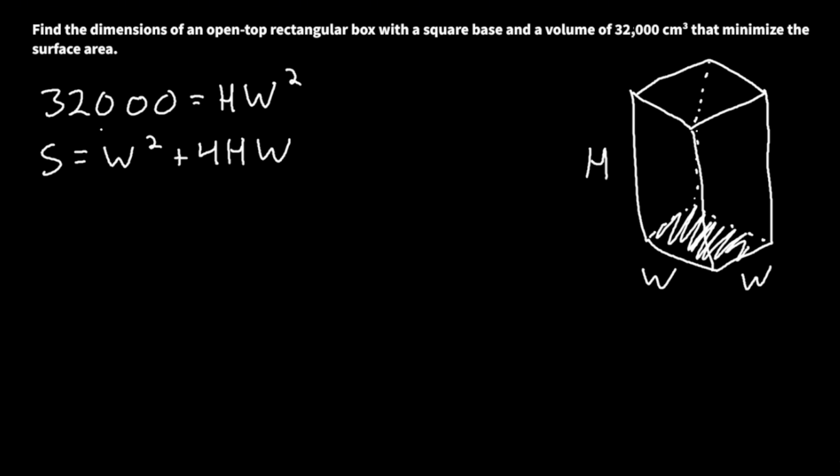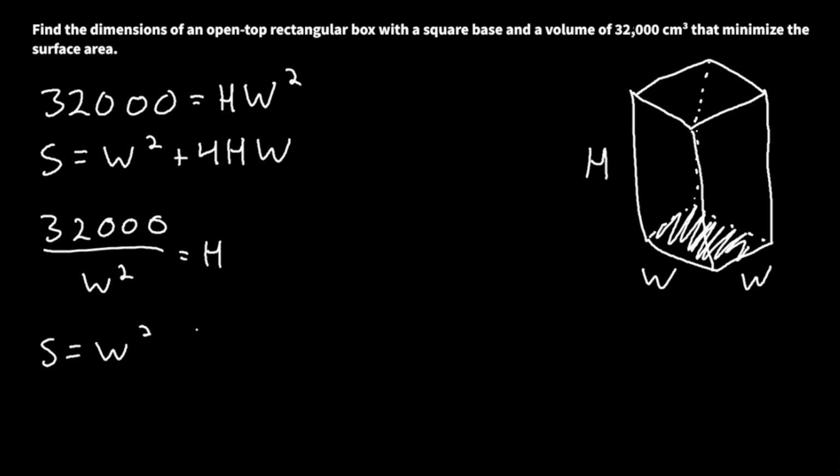So let's go ahead and isolate some variable. Pick one, height or width, doesn't matter. We can isolate using this formula. Height looks easier to isolate. We can do 32,000 divided by width squared is equal to height. And then we can substitute height into this equation here, into the surface area equation.